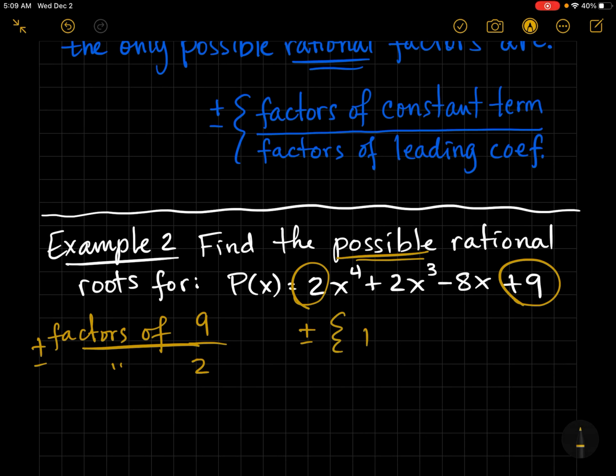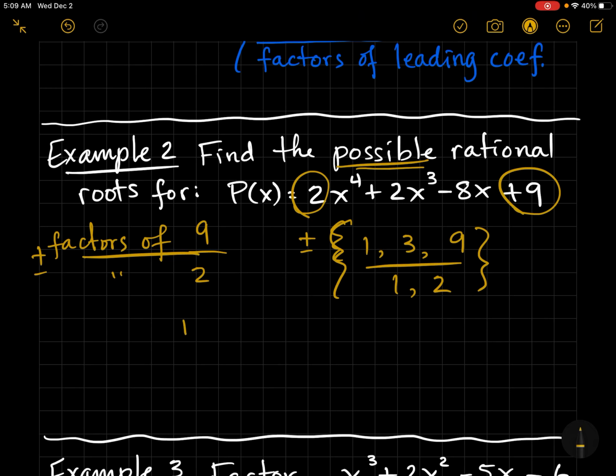So I'm looking at the factors of 9. That would be 1, 3, and 9. Those are the numbers that go in evenly. And over the factors of 2. Okay? So now I want every possible combination of those two. So that would be 1 over 1, 3 over 1, 9 over 1, which is just 9. And then we do all of these numbers over 2. So 1 over 2, 3 over 2, and 9 over 2.